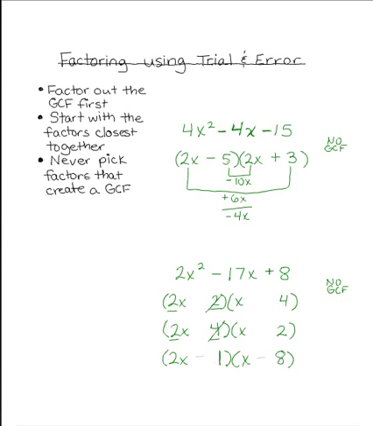Since the 8 was a positive 8, we know that we need 2 of the same sign, and since the 17 was minus 17, they're both going to need to be minus. Now this one is factored as well.